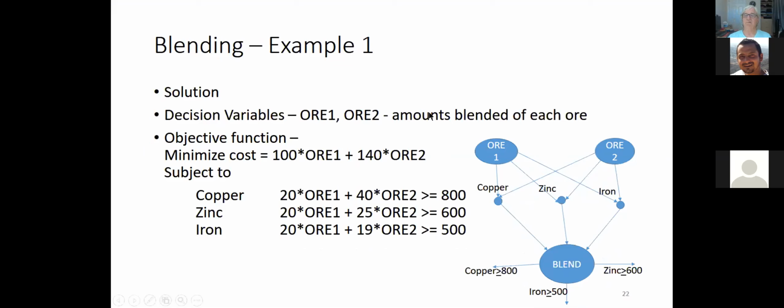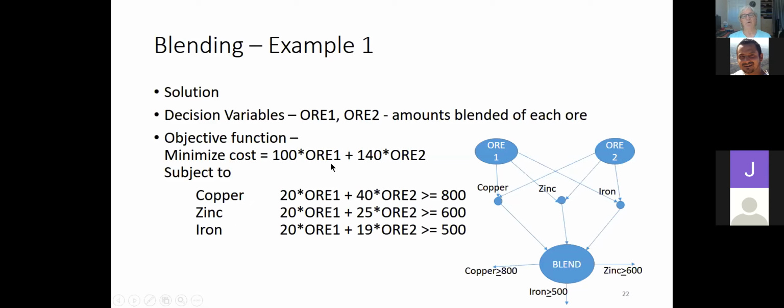In here, we have two raw materials called ore1 and ore2. Each one has some amount of copper, zinc, and iron in them. We need to produce that amount and that amount and that amount of copper, iron, and zinc. The question would be then how to blend those two raw materials to receive the amounts of minerals that we need, okay? So that was the problem.